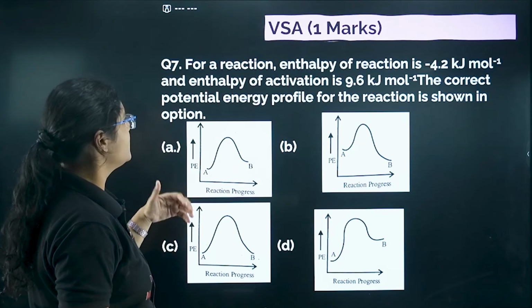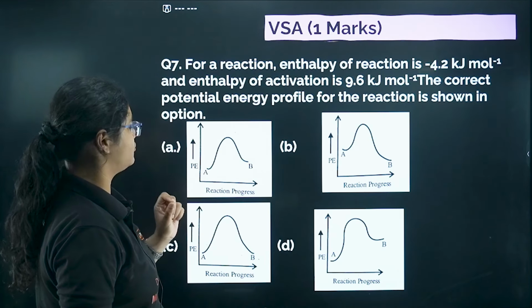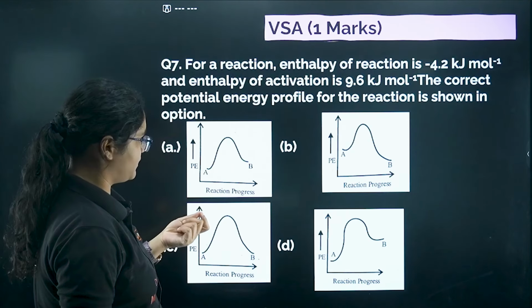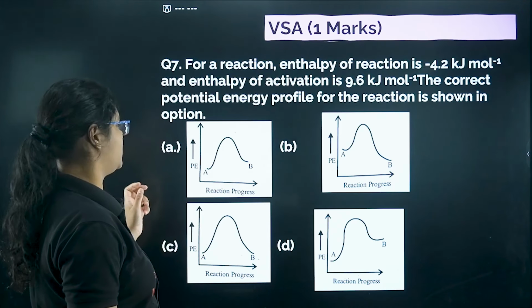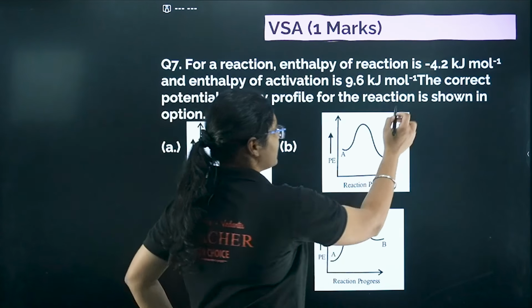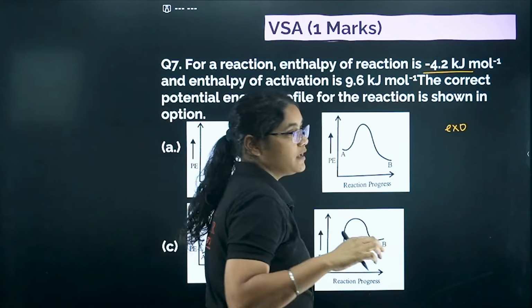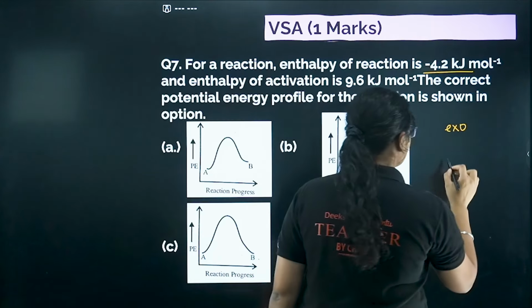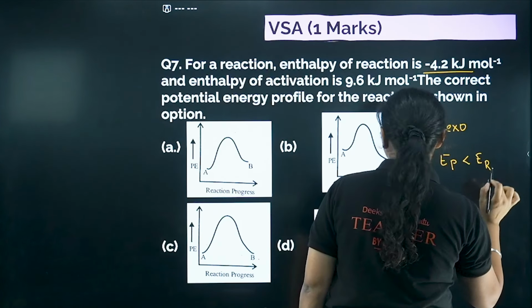Next, the reaction enthalpy of the reaction is minus 4.2 kilojoule per mole and enthalpy of activation is 9.6 kilojoule per mole. The correct potential energy profile for the reaction is shown in the option. Now see, when it is minus 4.2 kilojoule, that means it is an exothermic reaction. Delta H is negative, that means energy of the product is less than energy of the reactants, right?